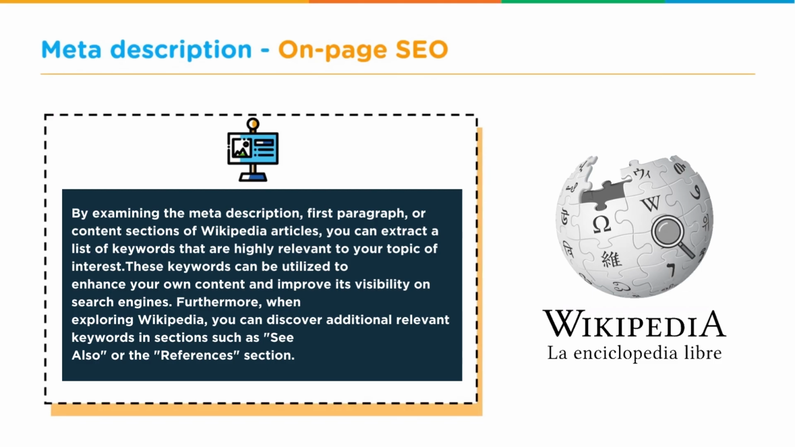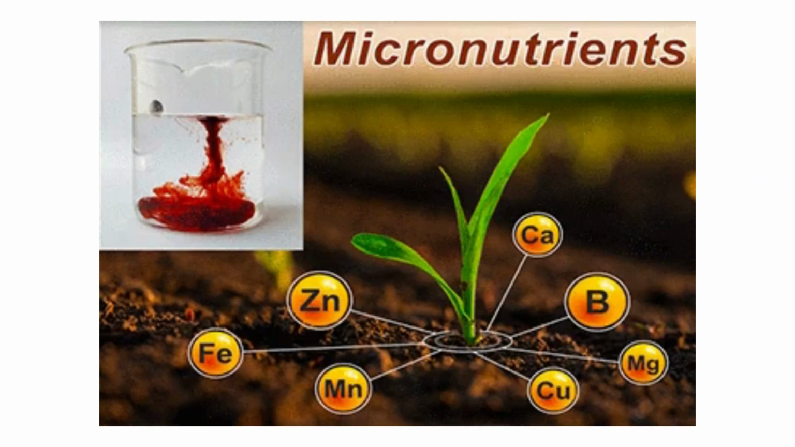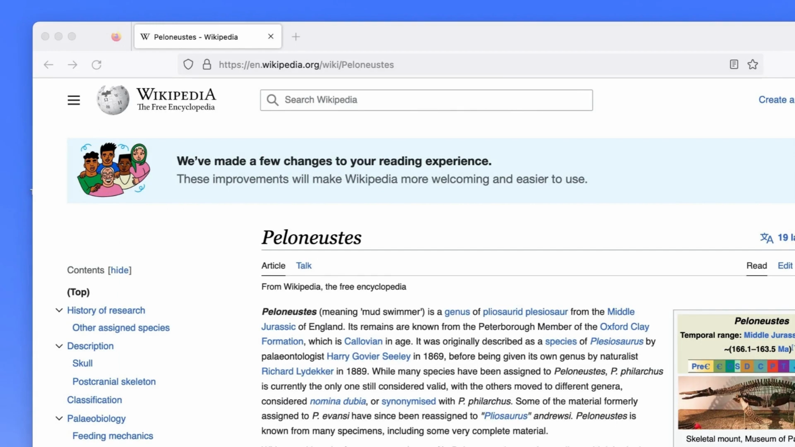Furthermore, when exploring Wikipedia, you can discover additional relevant keywords in sections such as See Also or the References section. These sections often contain important keyword suggestions that align with your search query. For instance, if you search for healthy diet on Wikipedia, you can find relevant keywords in the first paragraph alone. Surprisingly, you may come across terms like micronutrients that are related to a healthy diet, as Wikipedia provides detailed information on various topics. Such unexpected keyword findings can be beneficial and expand your keyword selection for optimization purposes.